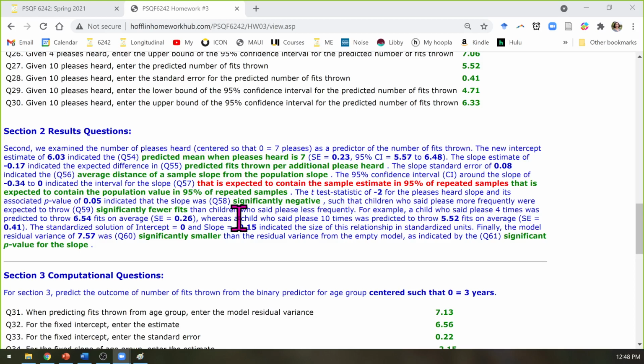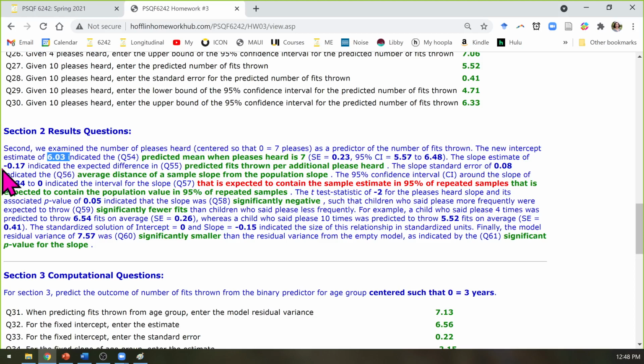The intercept then tells you the expected number of fits thrown for such a child. So we have the intercept estimate of 6.03. So somebody who says please 7 times was predicted to throw 6 fits. And we have the standard error and confidence interval around that.